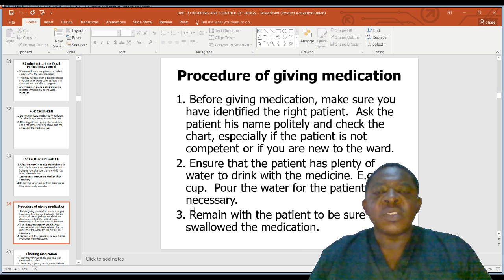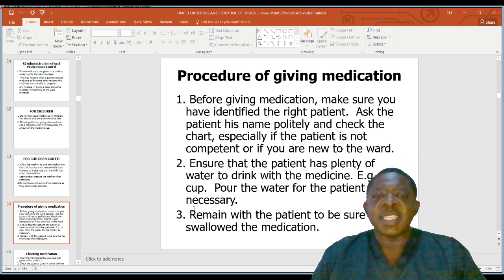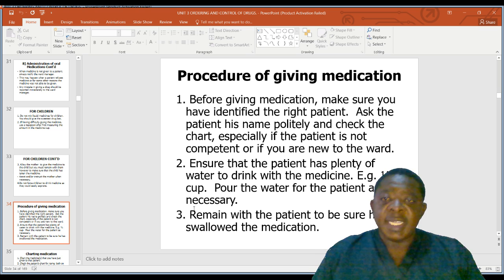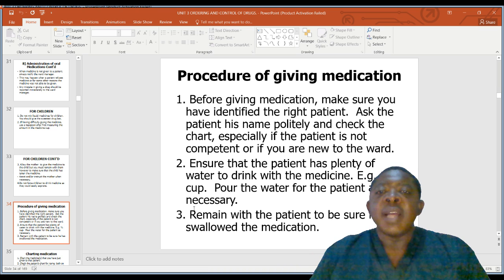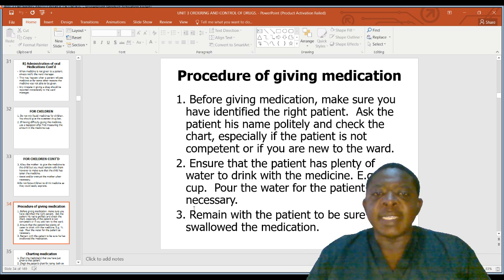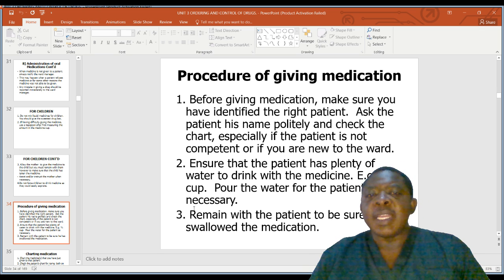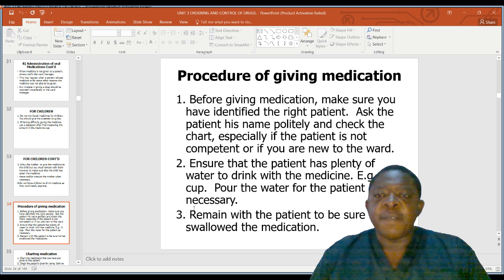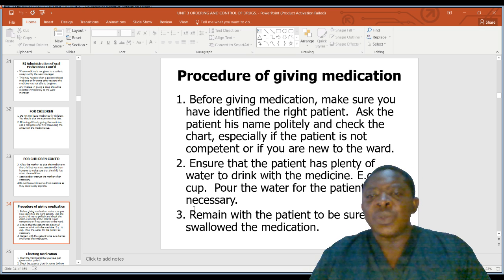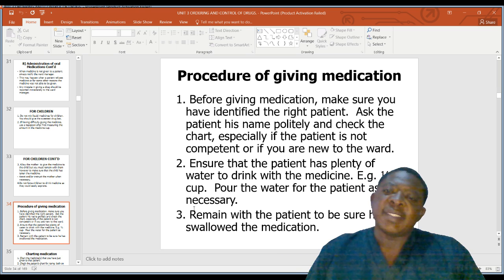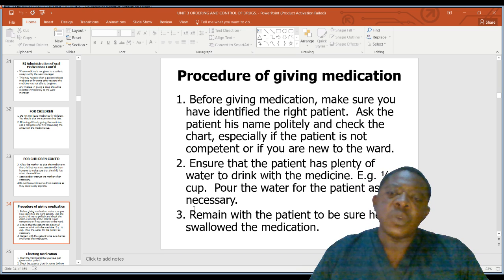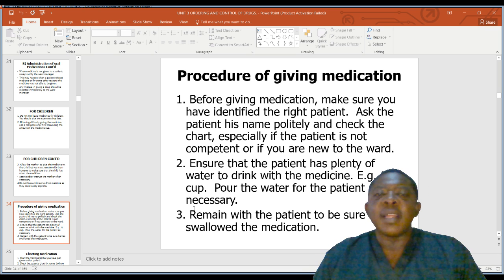Okay, so now let us talk about the procedure of giving medication. Before giving medication, make sure you identify the right patient. Ask the patient's name politely and check the chart, especially if the patient is not competent or if you are new to the ward. So you will take a drug chart, not the patient's name, you note the bed number, and then go to the patient so that you verify the patient's name.